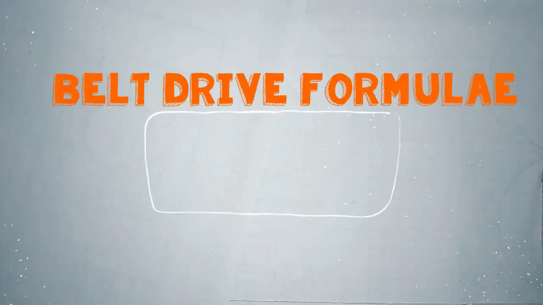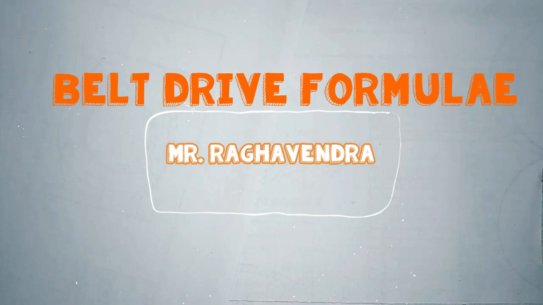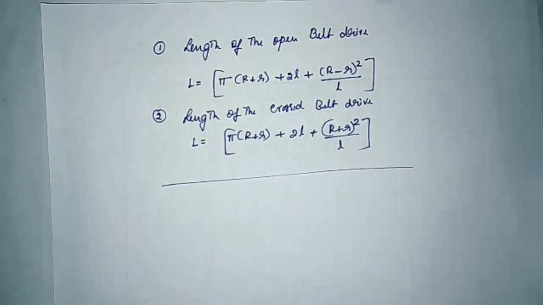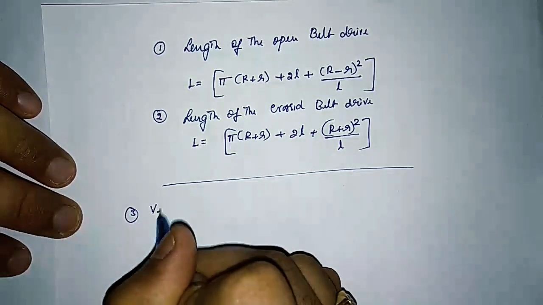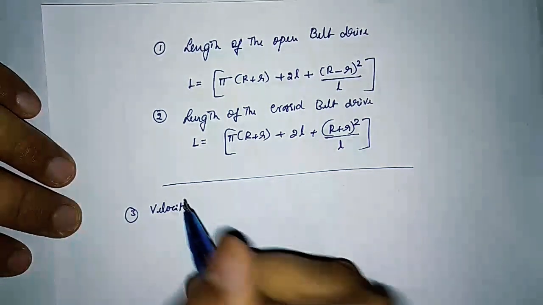In this video, some equations or formulae related to belt drive are explained. We will start with the equation to find the length of the open and cross belt drive. Derivation to get these equations is already explained in the previous two videos. So velocity ratio is the third equation I am going to explain.